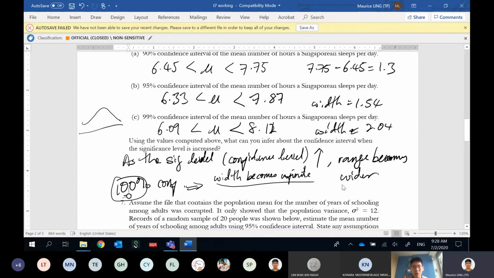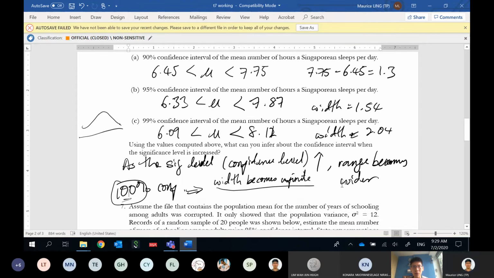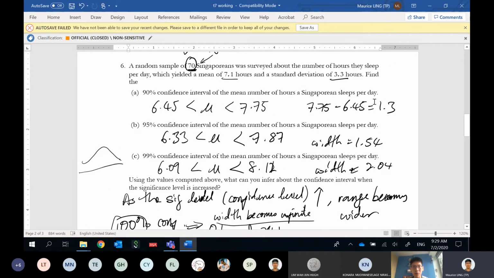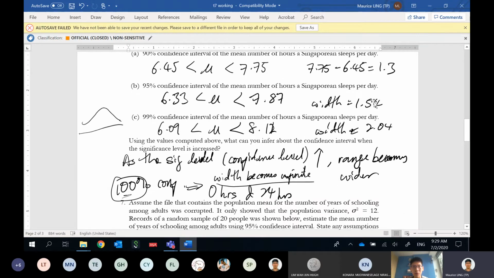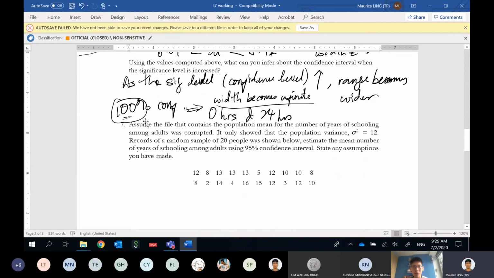However, we can infer the 100% conceptually. I can say that I am 100% confident that the mean hours will be between 0 hours and 24 hours. This is conceptual, because that is the length of a day. All the values have to fall underneath it. So this is a kind of a trick, but that's why we never use 100%.